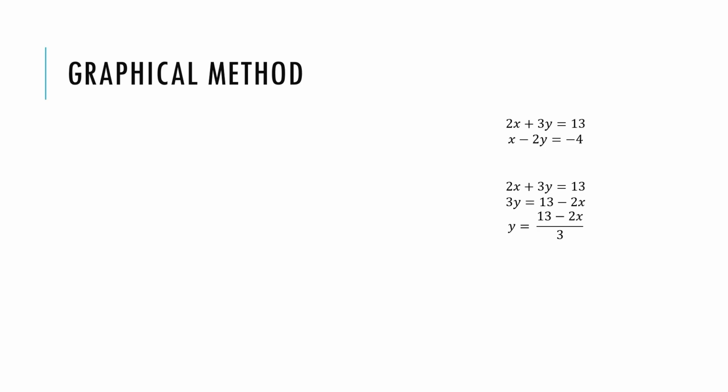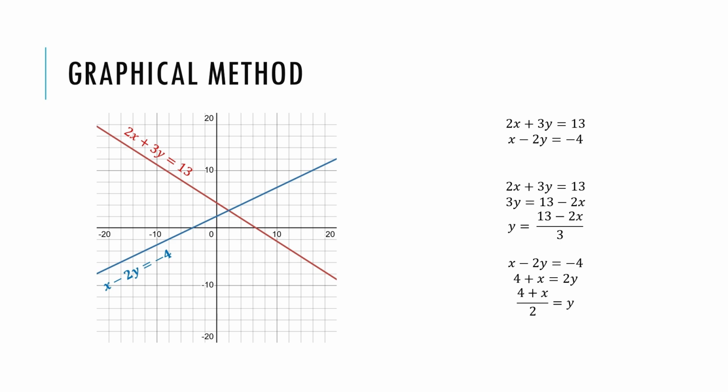For the second equation, x minus 2y equals minus 4. 4 plus x equals 2y. 4 plus x, divided by 2 equals y. Step 2. Plot both equations on a graph. Step 3. The point where the two lines cross is the solution. In this case, the intersection point is 2, 3.